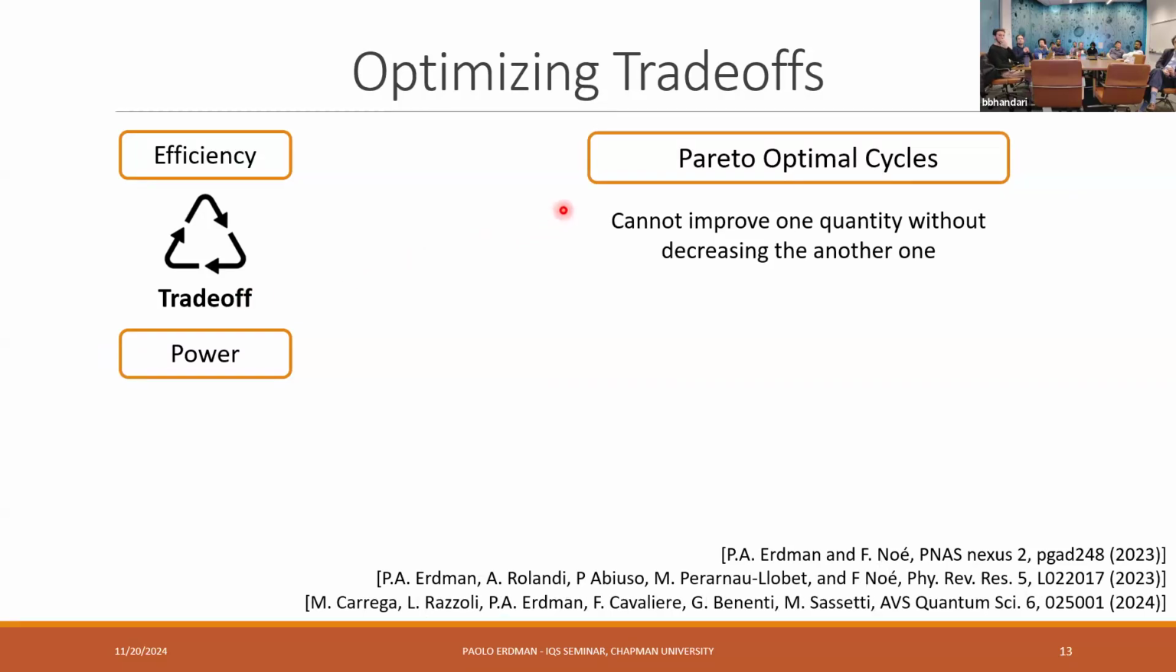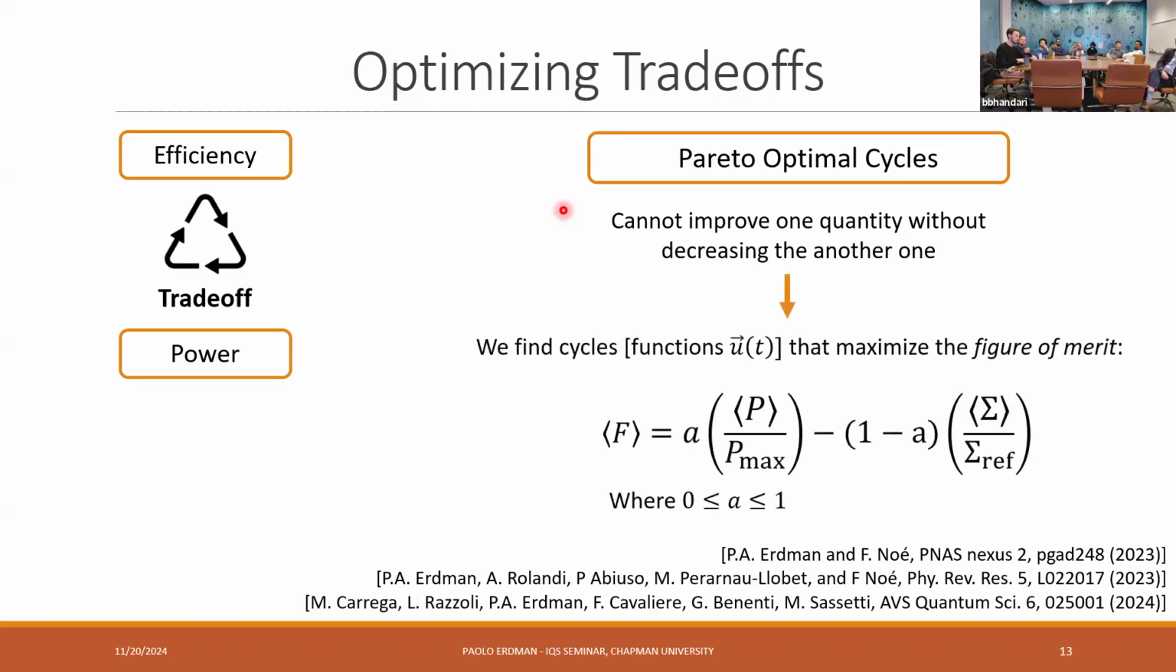So this is, by definition, all the cycles where you cannot further improve one quantity without sacrificing the other one. So now we don't look for a single cycle, but for a collection of cycles that are optimal in the sense that there's no other cycle that is better from both points of view. And in practice, to find them, if this Pareto front has certain properties, you could find it simply by taking a linear combination of your objectives.